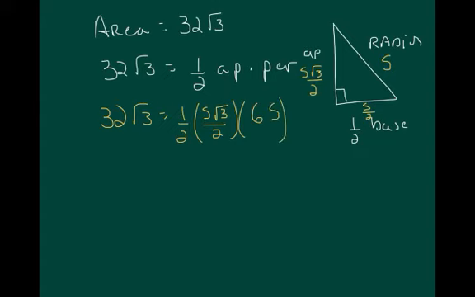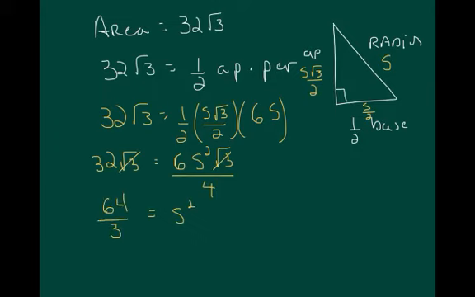Alright, let's try and clean this up a bit. Okay, it's not a lot prettier, but 32 root 3 equals 6s squared root 3 over 4. Let's cancel out the root 3's, because that's easy. We can multiply both sides by 4, divide both sides by 6, and we'll get s squared equals 64 over 3. If I take the square root of both sides, I get 8 root 3 over 3 is equal to the side. Not the span, but the side.